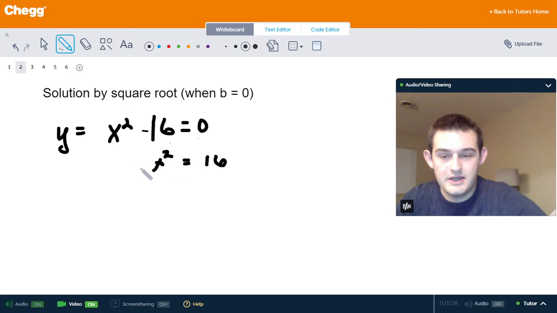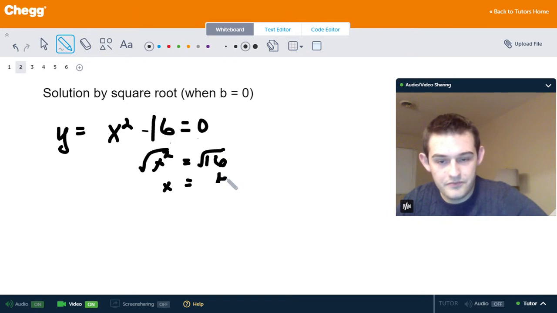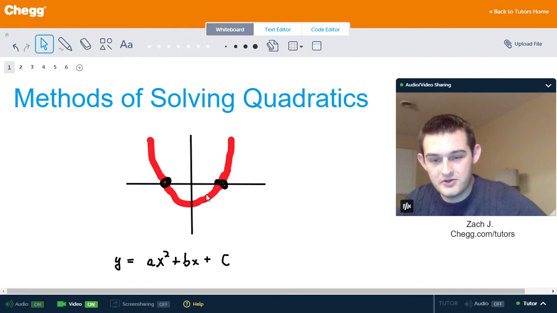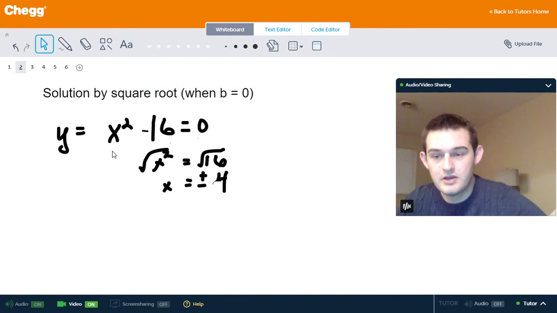And now I take the square root to undo this square, and so x is equal to the square root of 16, which is 4. And because I took the square root, very important not to forget plus or minus 4. Okay, so that's my answers to this. So in this case, this looks very similar to this here. With the x-axis, it will cross here. This will be negative 4. This will be positive 4. Okay, so that's what's happening with this equation here.